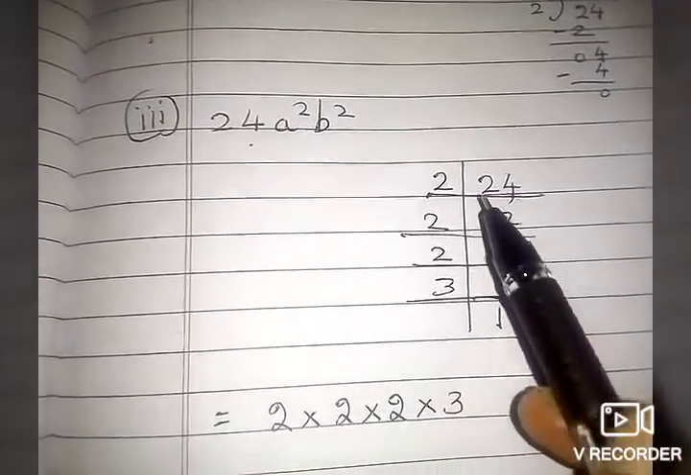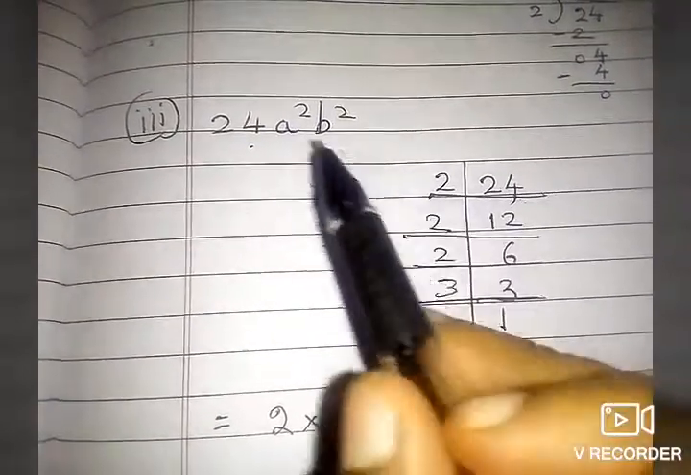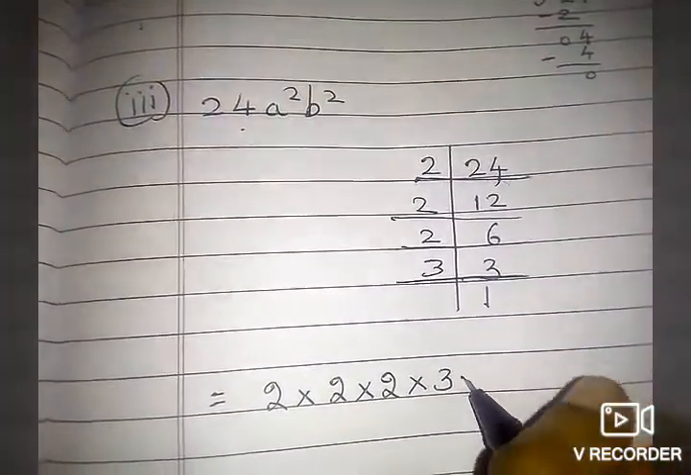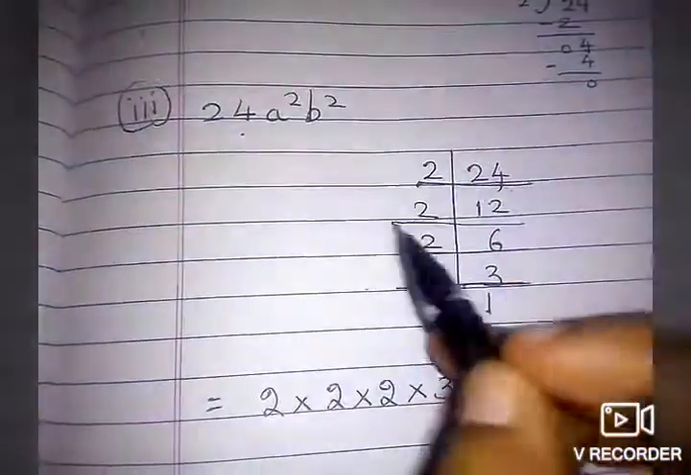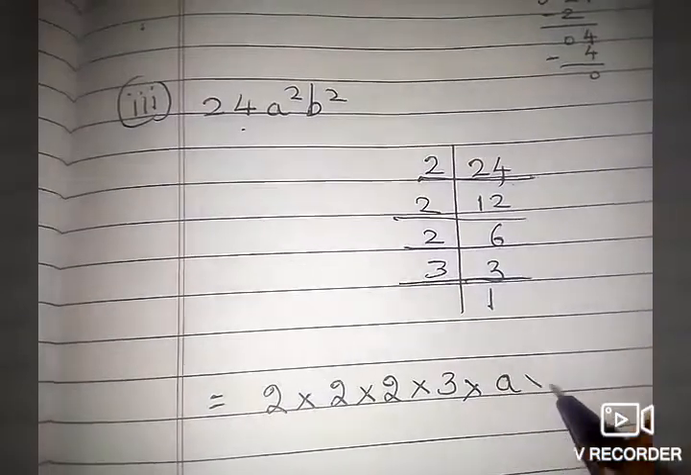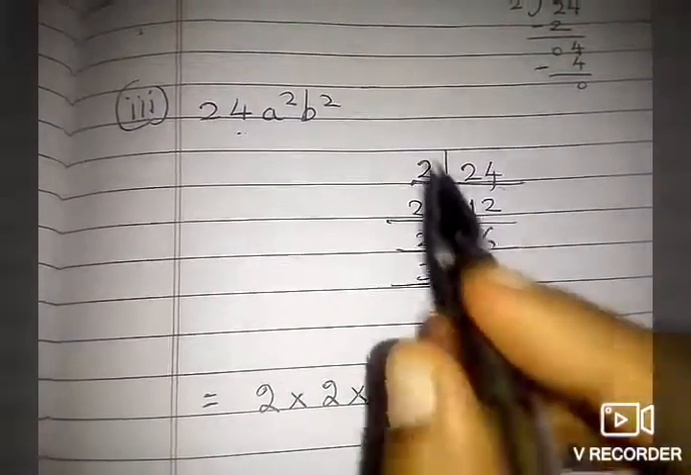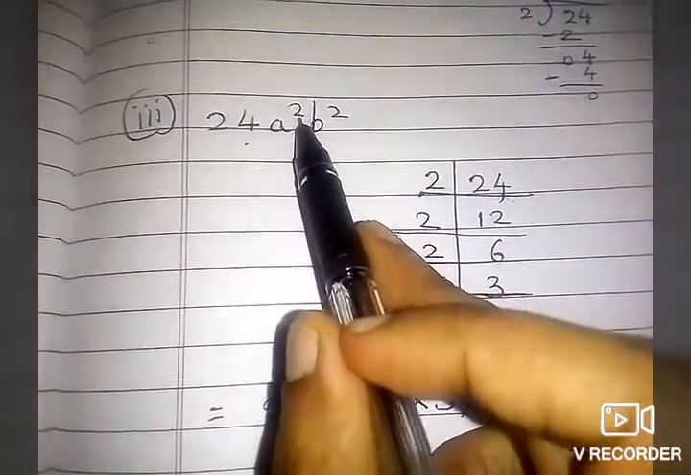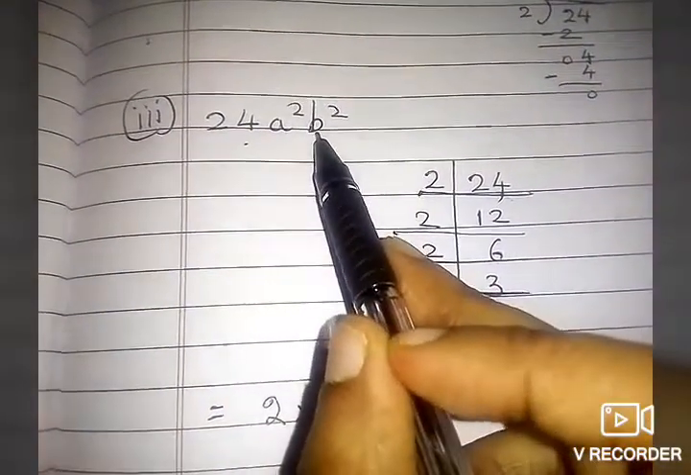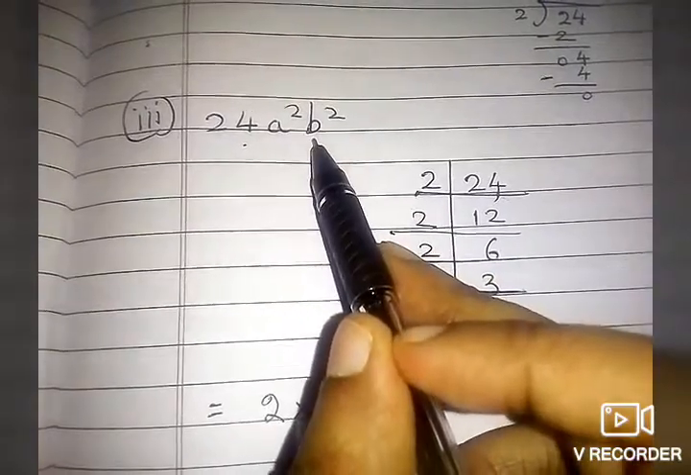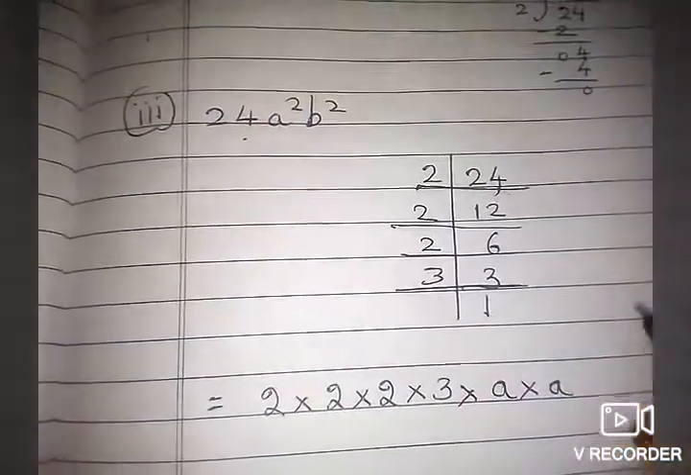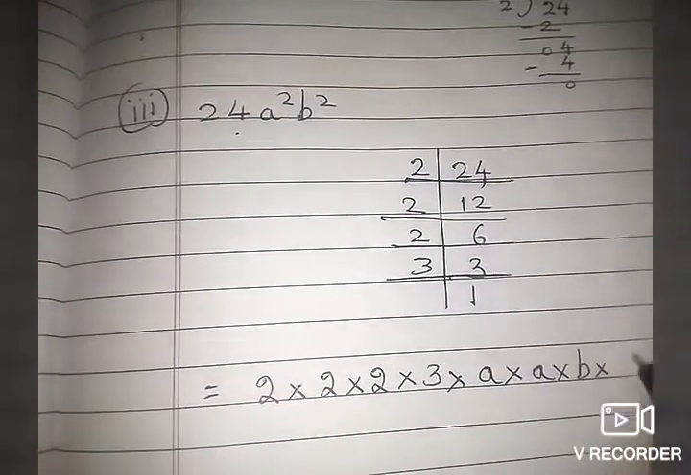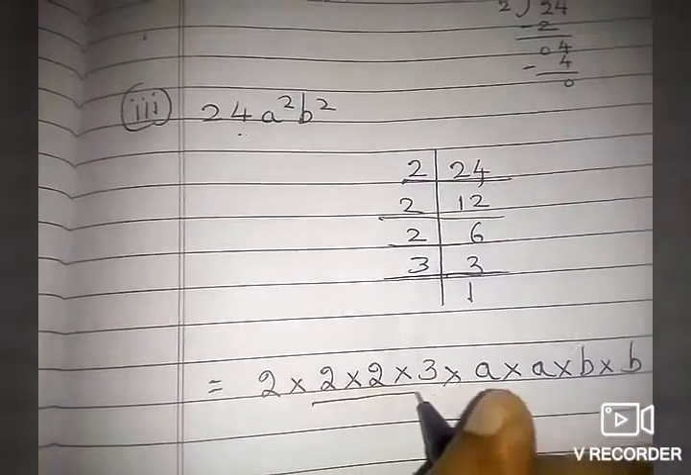After writing the numbers in product form of prime factors of number 24, now write the variables. a square is how much? 2 times a. a square means a 2 times, because the index is square. Again b square is given, the other variable. So b 2 times if the index is 2. So this is the answer.